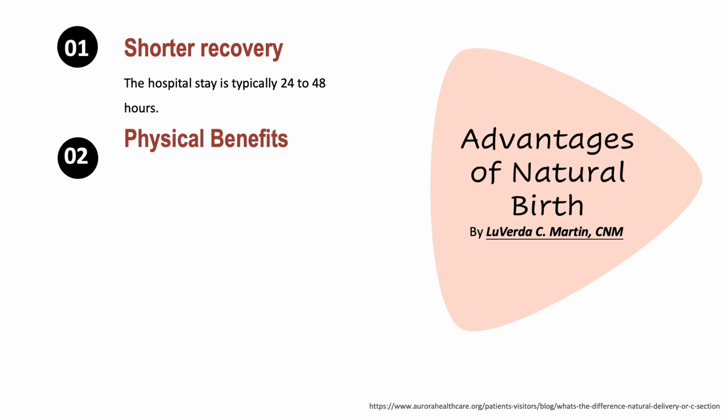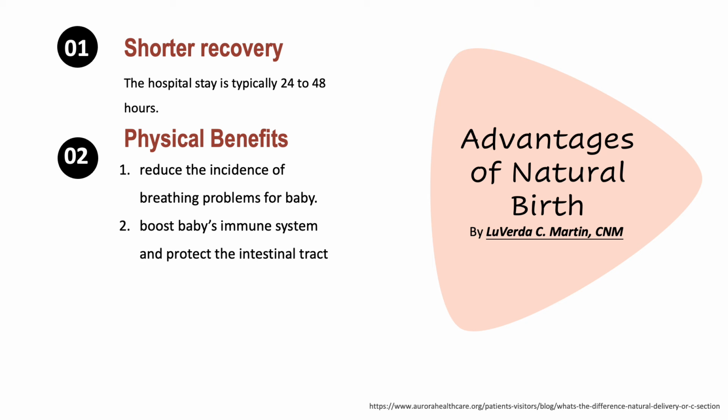And the second advantage is some physical benefits. The first is that vaginal birth can help squeeze fluid out of the baby's lungs, so this will help reduce the incidence of breathing problems of the baby. And also during natural birth, the baby will receive some helpful bacteria, which will help the baby's immune system and protect the intestinal tract.